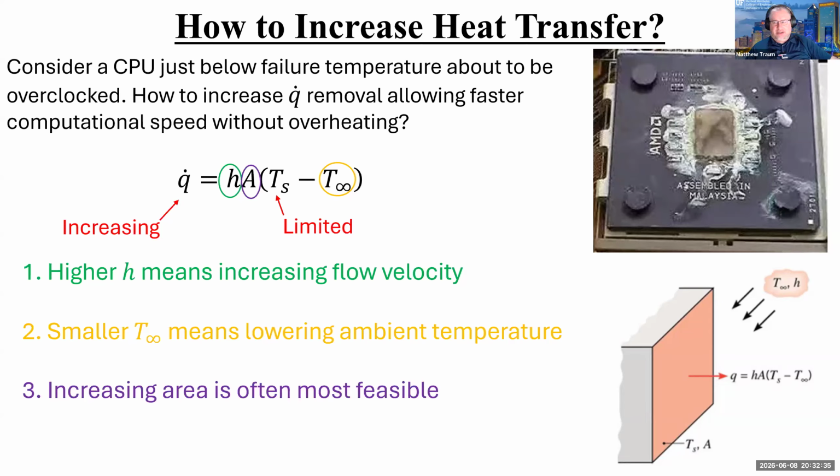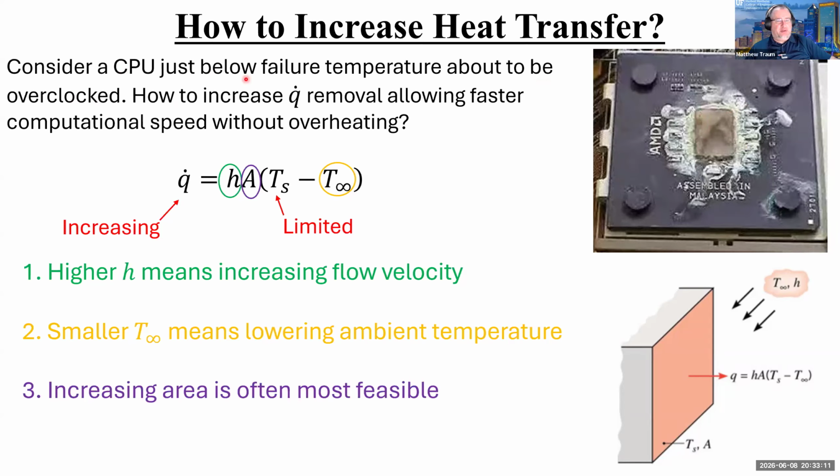As an example of this, I've got a CPU here. A CPU is a central processing unit, just a chip that is the brains of a computer. Consider a CPU just below the failure temperature, which is about to be overclocked, meaning it's basically running as hot as it can get. I've got an image here of a chip where you can actually see the thermal damage and the melted solder. So this is a chip that exceeded its maximum temperature and very clearly failed and got damaged.